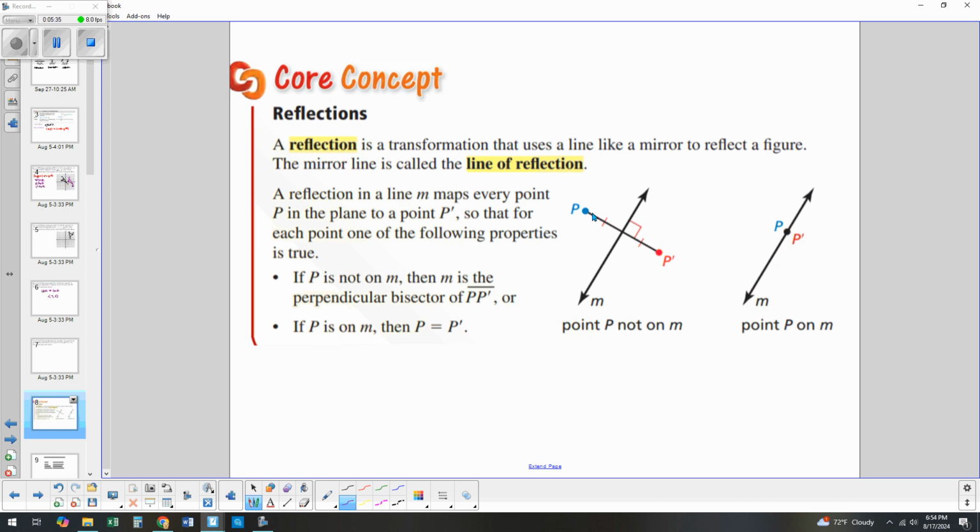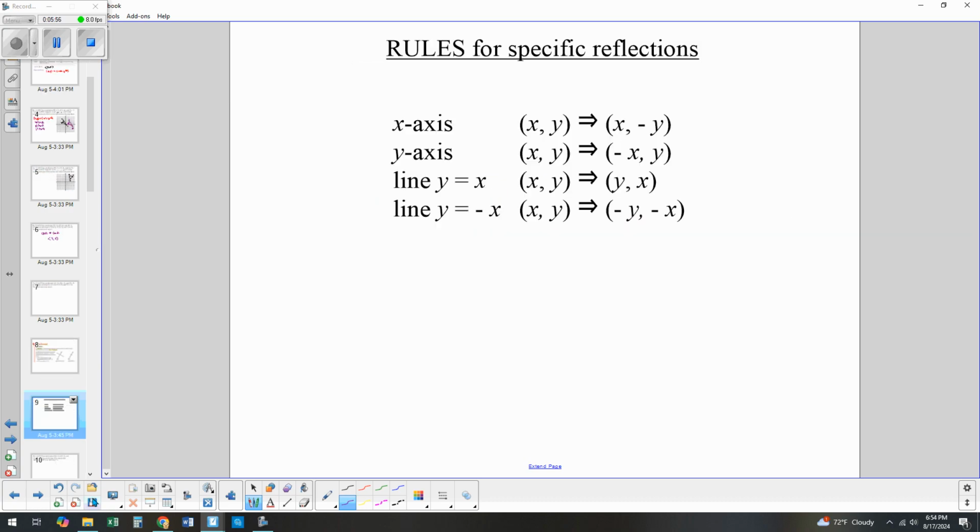We also always move towards our line of reflection at a right angle. That will mostly be important later on when we flip over some diagonal lines like this. For now, though, we're going to talk about different rules because there are 4 specific lines that have rules that we could apply to them, and we don't actually have to graph them to figure out what the new points will be. So the rules for our specific reflections: the x-axis, the x value will not change, but the y will become the opposite sign.